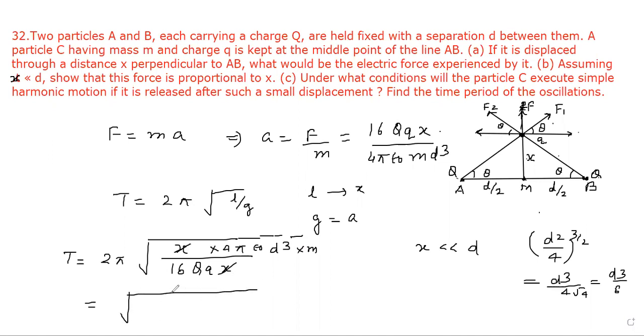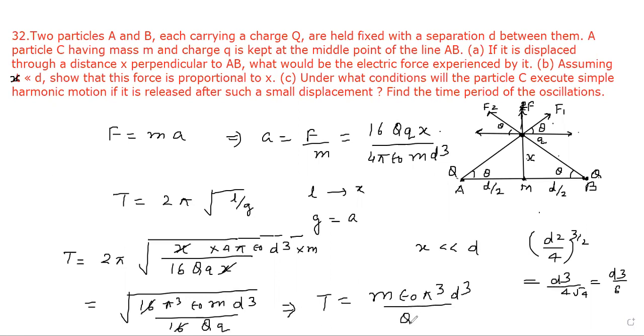So we will get 16 pi cube epsilon naught m d cube divided by 16 Q q. 16 will cancel out, and it will simplify to become T equal to root of m epsilon naught pi cube times d cube divided by capital Q small q, which is our answer.